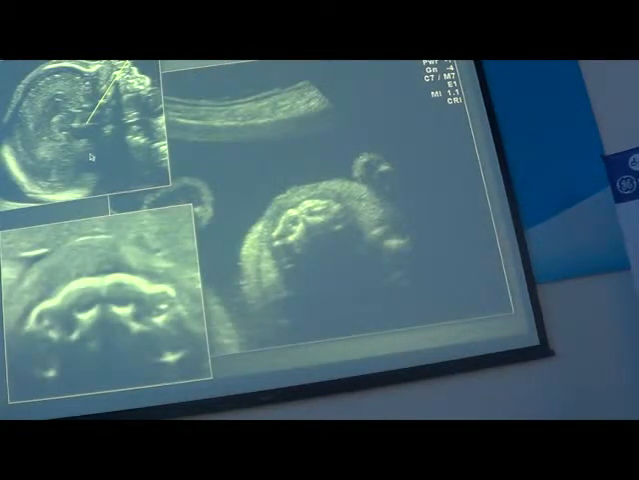With this section, you can see the upper maxillary, that means the alveolar ridge. This is made with a standard probe. And this is made with a high frequency probe, and you can see the buds of all the teeth.